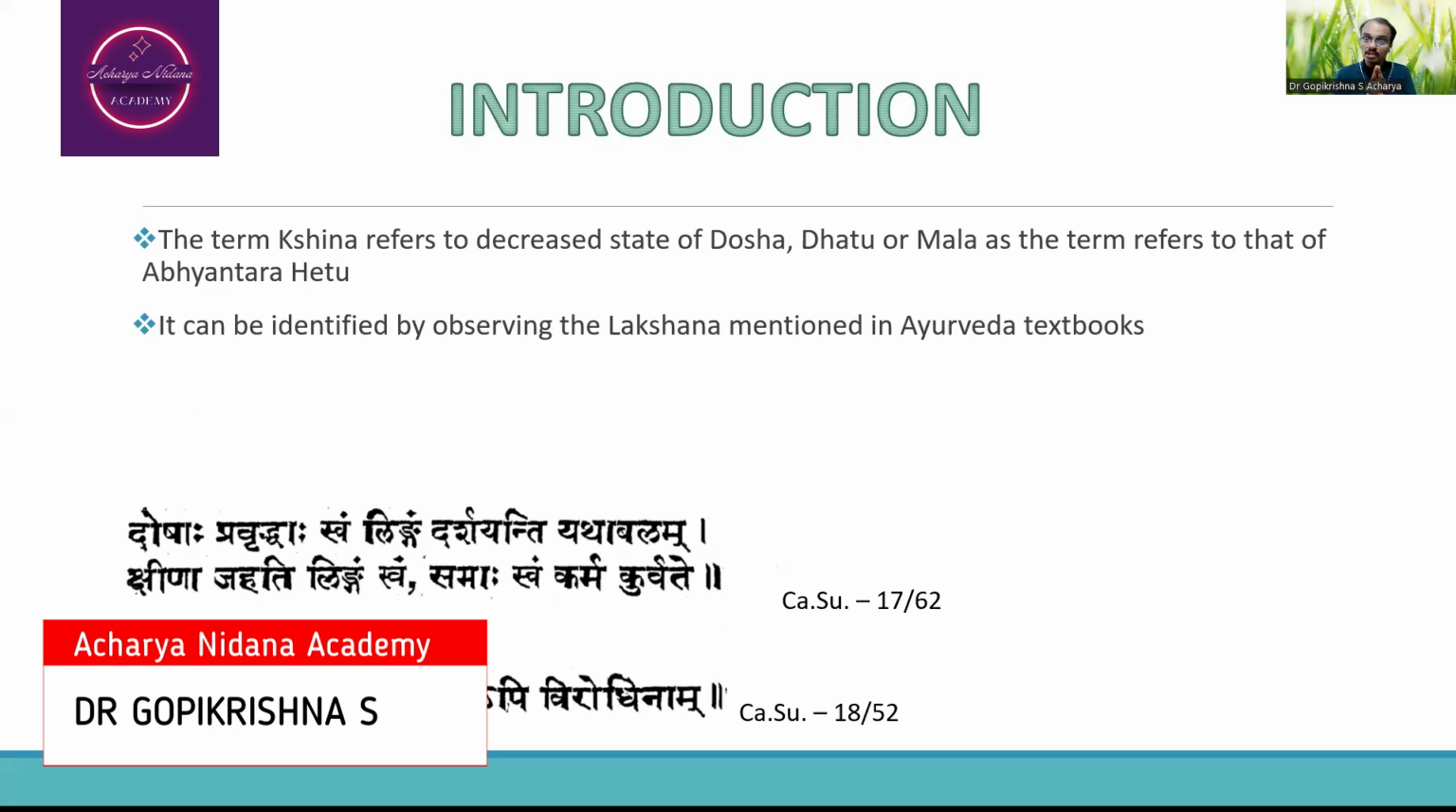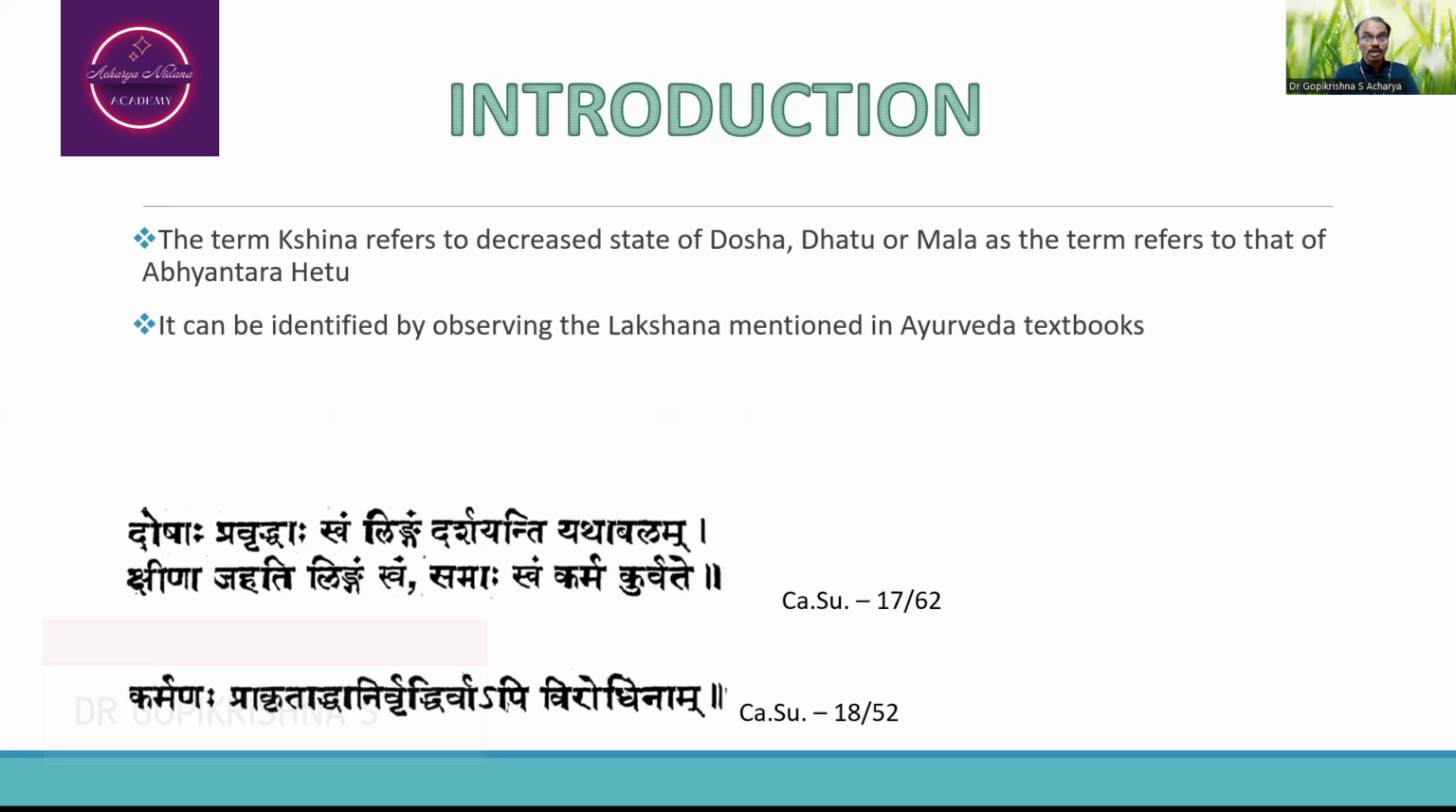As already mentioned in Madhukosha, Madhavanidana, Abhyantara Hetu refers to Dosha and Dushya. In the sense, the Dosha: Vata, Pitta, Kapha, and Dushya: the 7 types of Dhatu, Rasa, Rakta, Mamsa, Meda, Asthi, Majja, and Shukra, and 3 Mala, that is Mutra, Purisha, and Sweda. They are considered to be Abhyantara Hetu. If the decreased state of these is observed in the body, it is considered to be Kshina Gati of the Abhyantara Hetu. It has been mentioned in the Charaka Samhita.